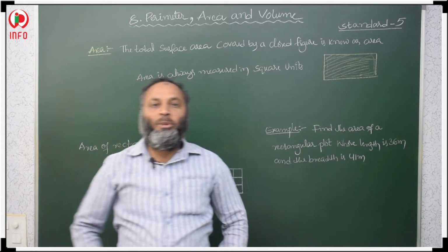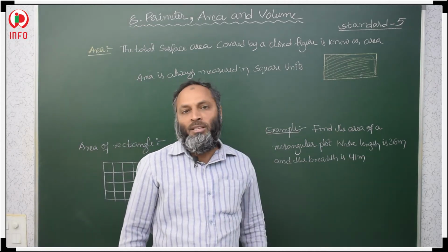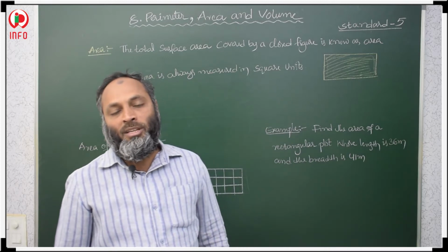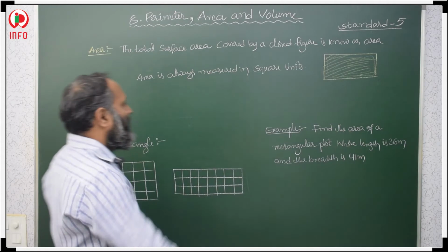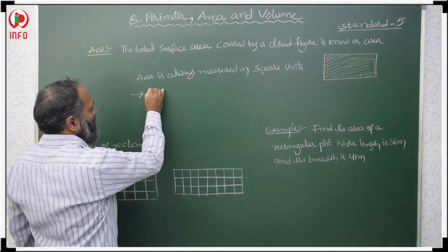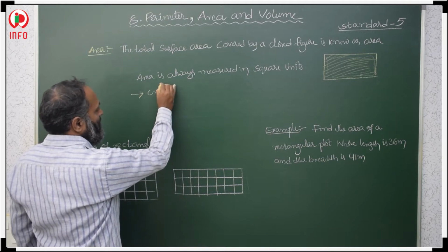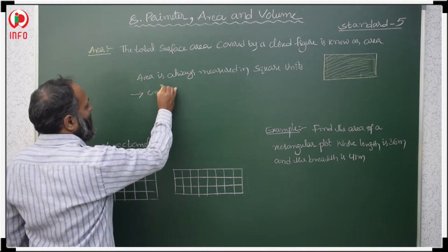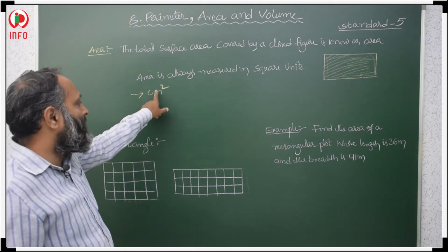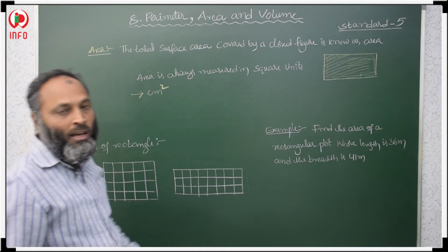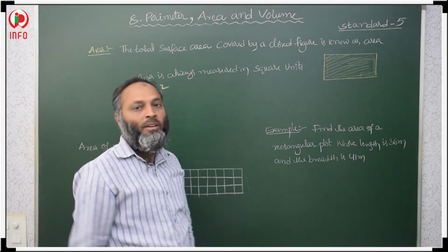For square units, suppose paper. What is the area of the white paper? We measure the white paper in centimeters, since small lengths we can measure in centimeters. So the area of a paper is in centimeter square. If we take 2 centimeters like this, it is centimeter square, square units. Here the units are centimeters, so area is always measured in square units.